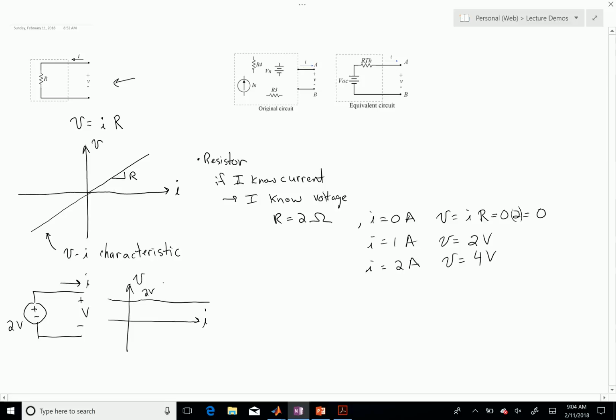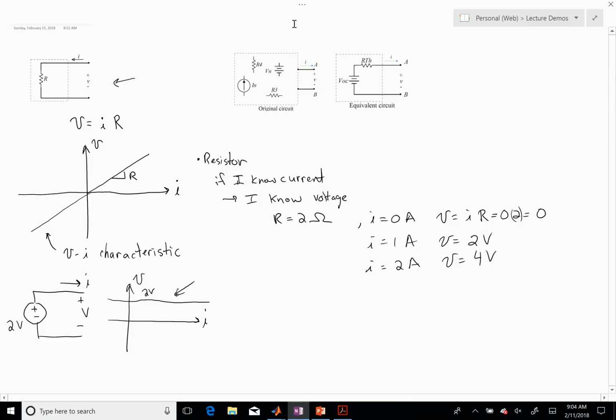In the case of a pure voltage source, on the other hand, it's a little bit different. I always know the voltage across here. I always know the voltage in this case is 2 volts. But any current is possible at that 2 volts. It all depends on what the circuit is that's hooked up to it. So all things viewed from these terminals have a set of IV characteristics.